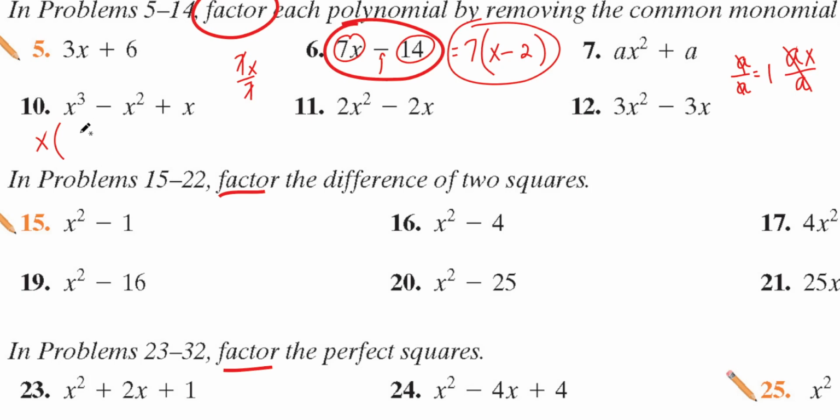Now what we're going to do is the division. We're going to take the x cubed, divide it by an x. So if I take an x out of an x cubed, what am I left with? X squared. Not x2, x2 doesn't mean anything. Just say x squared.